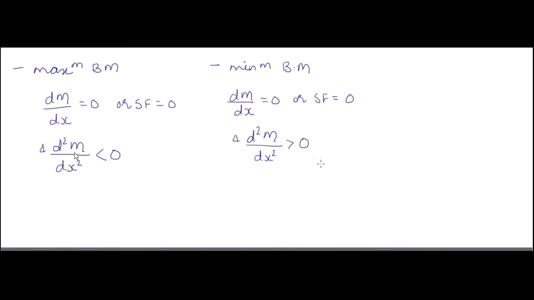So d²M/dx² is less than 0, and dM/dx is the slope, and concave up, concave down, that means maxima and minima only. This is the thing. So maximum bending moment means dM/dx is equal to 0, or shear force is equal to 0, and double differentiation of the bending moment with respect to length is less than 0, means negative value. And minimum bending moment means dM/dx is equal to 0, or shear force is equal to 0, and double differentiation of the bending moment with respect to the length is a positive value.